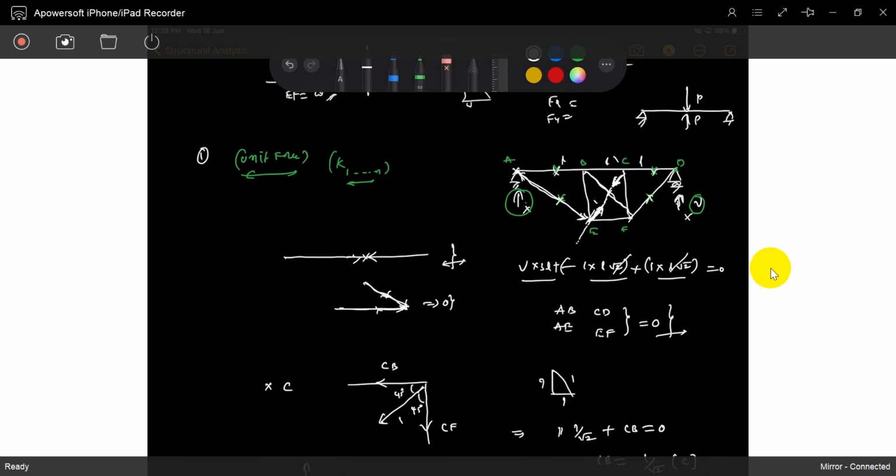Some of the redundant members are there, and those effects are not present on some of the members. That means 0, 0, 0, 0. So if a redundant is there, some members have something like 1 by root 2, 1 by something. It has some effect on those members. It has no effect on those members which got 0 force.